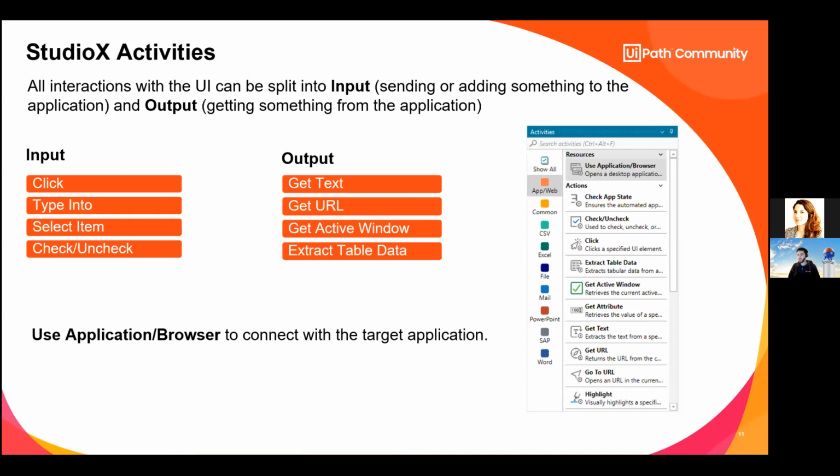Get active window. This is because when we work with attended automation, the robot is actually working alongside us on the same machine. And sometimes we are using an application, a window that we are working on, and we need the robot to know which application, which window we are working on. Not the robot, but ourselves. So that activity tells the robot which window or which application we are using.